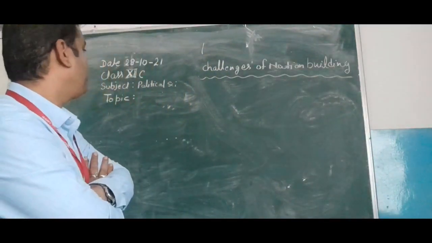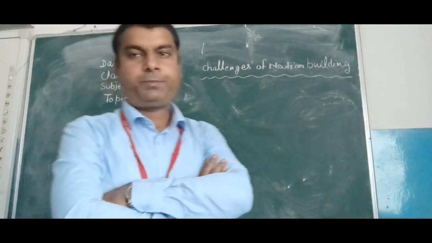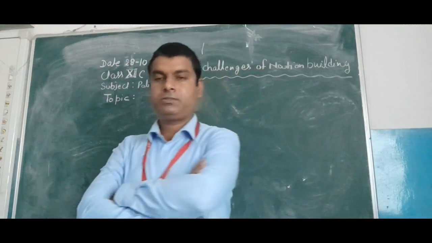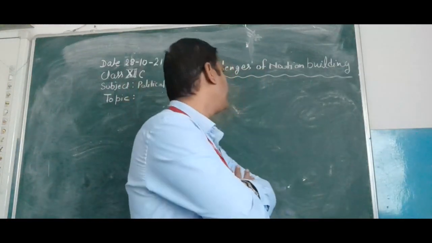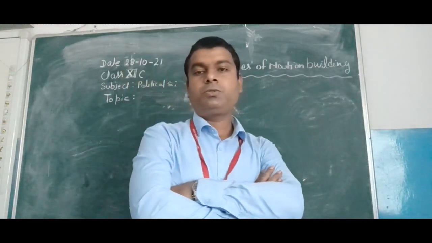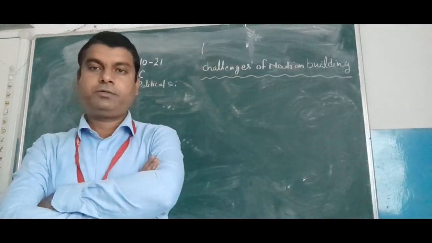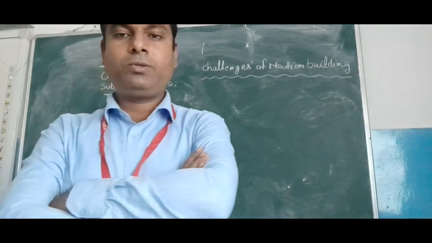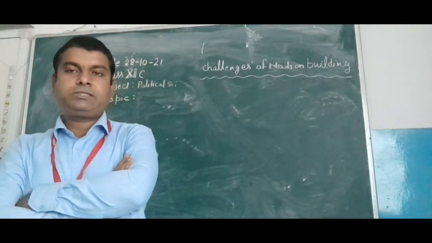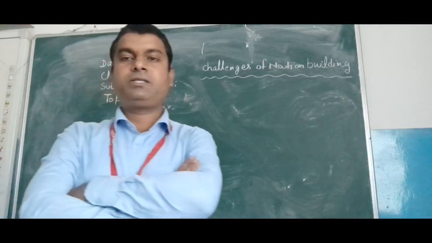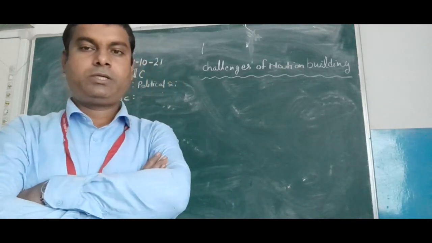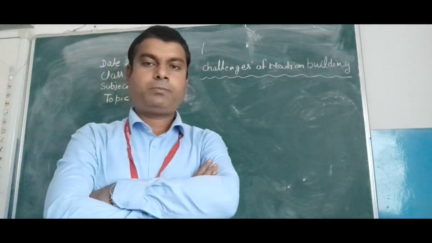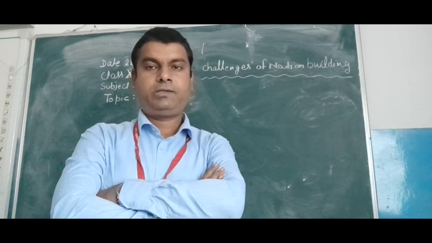Class, today I am going to explain a chapter of class 12, and the name of this chapter is Challenges of Nation Building. Class, you know, India got independence on 15 August 1947 from British colonial rule. And class, this independence came with the partition. British India was divided into Pakistan and India.